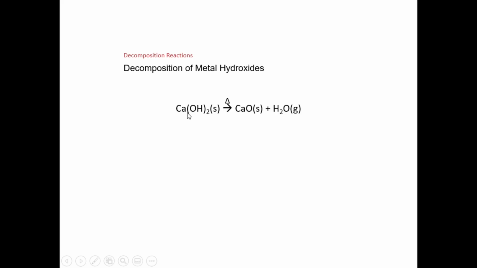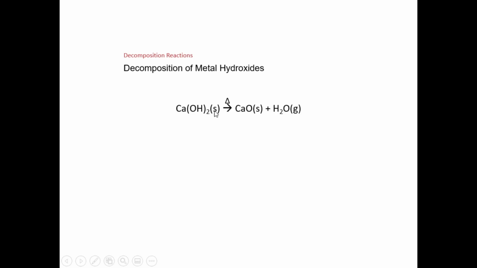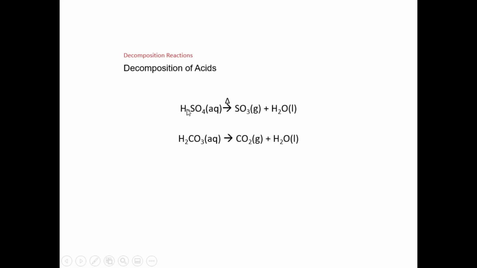Calcium hydroxide. Is that the one that was? No. This is calcium carbonate being heated. This one is calcium hydroxide being heated, and you can get lime and water. Here is potassium perchlorate. You heat that, you get potassium chloride salt and oxygen gas. Sulfuric acid, you can heat it and get sulfur trioxide gas and water.